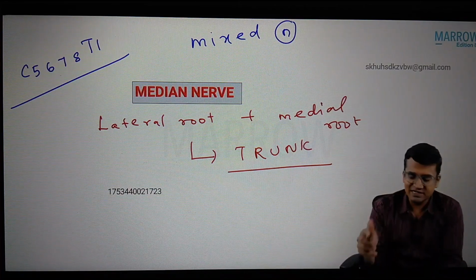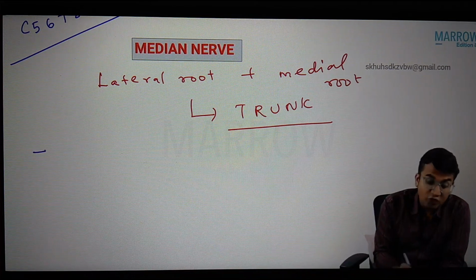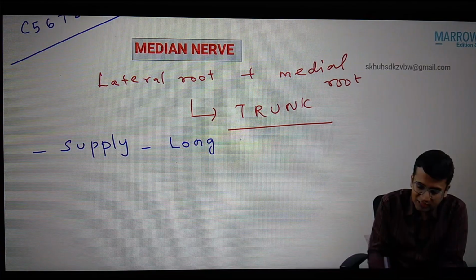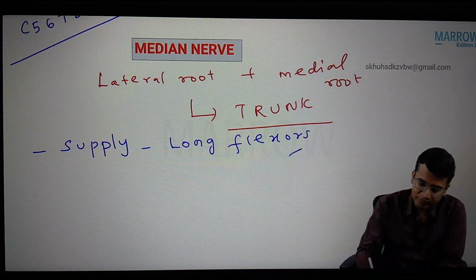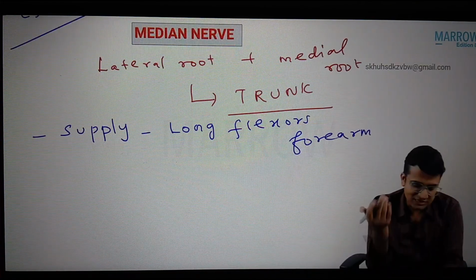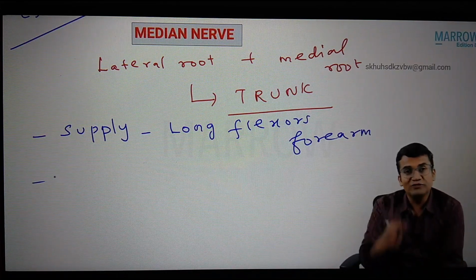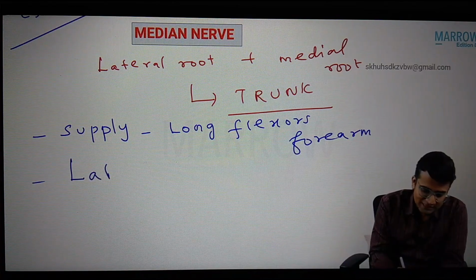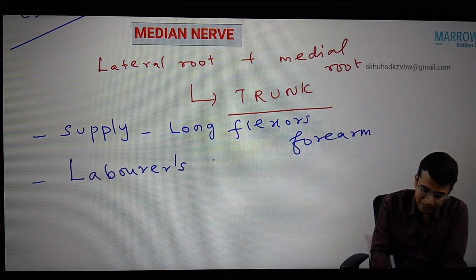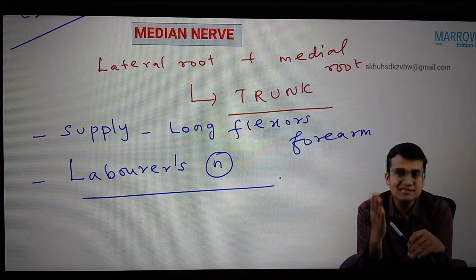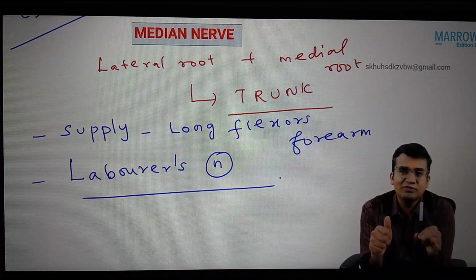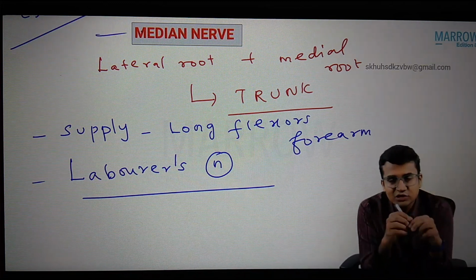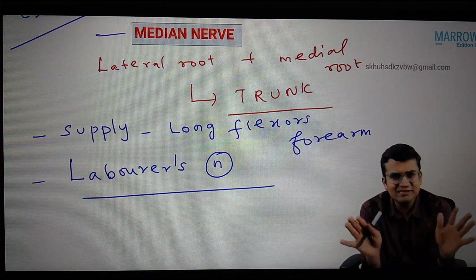The median nerve mainly supplies the long flexors of the forearm. Now these long flexors are used by the manual laborer to lift heavy objects. That is why the median nerve is also known as the laborer's nerve. These are some basic points.